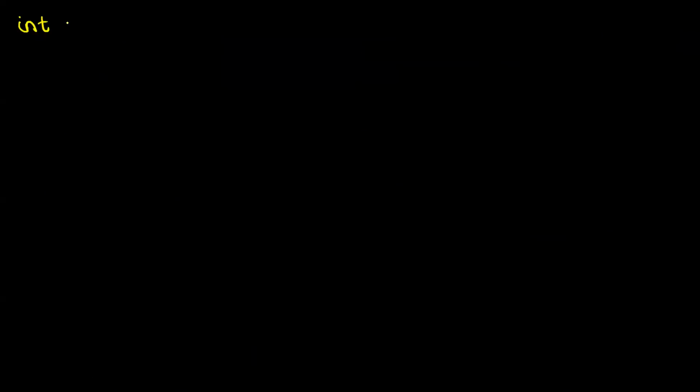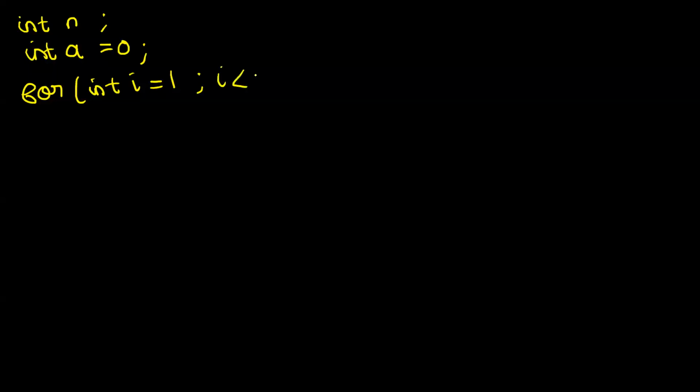Now, I'll give you another code, right? You will help me. This is input, right? So whenever there is a single for loop, it means linear, right? We'll see. So n is basically an input. Okay. I have made a variable int a is equal to 0. You will help me with this one.